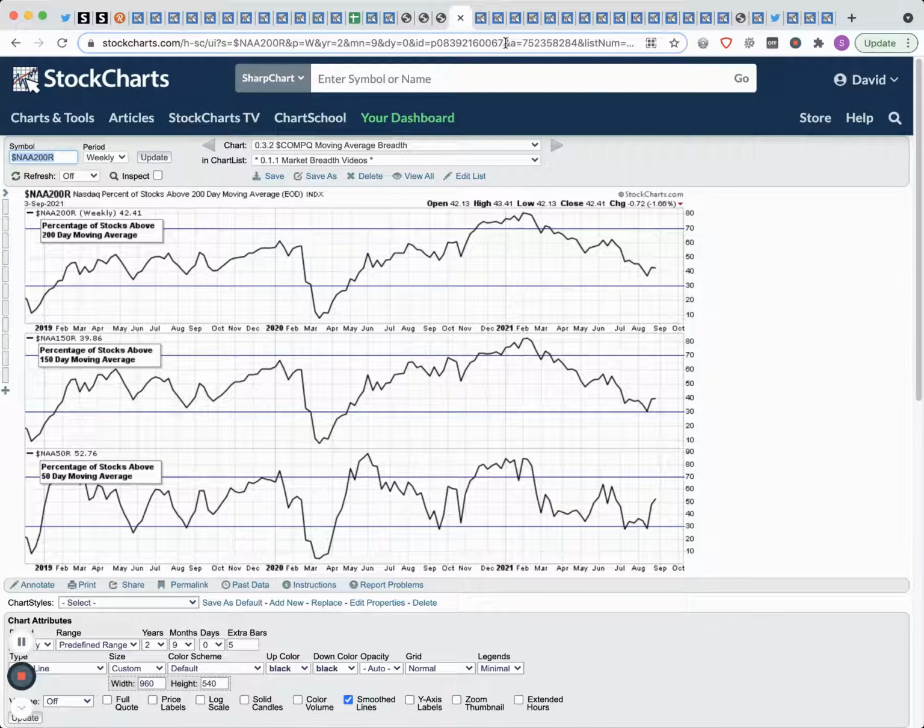Right, so let's move on into here. These are the individual percentages of stocks above their 200-day, 150-day and 50-day moving averages. So you can see how these have moved up. The short term has been strengthening, then the medium and long terms have both been falling off, and we started to recover a little bit.